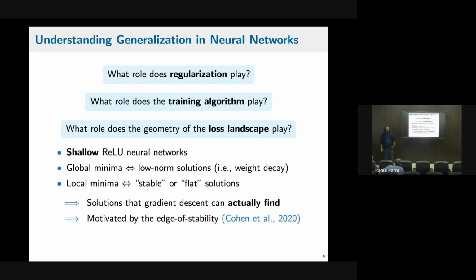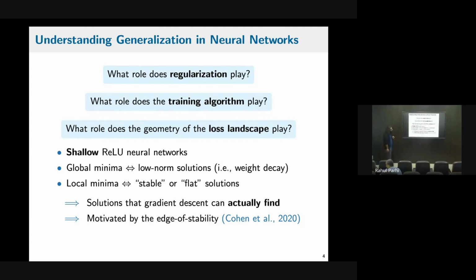In particular, this will be the setup that we're focusing on. So we'll look at shallow ReLU neural networks. So these are neural networks with one hidden layer and ReLU activation functions. And then these are the two kinds of solutions that we'll actually focus on. So the first will be global minima, which I'm associating with low norm solutions, which will be neural networks trained with an explicit weight decay regularizer.